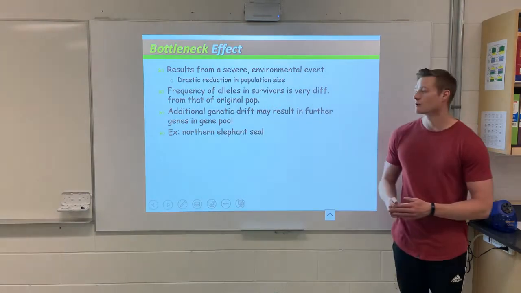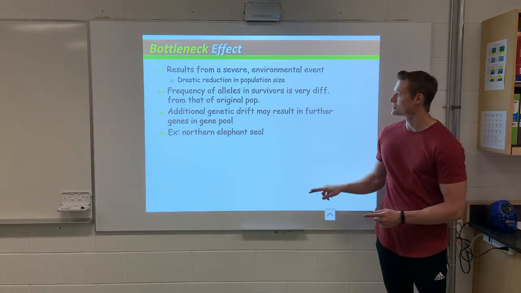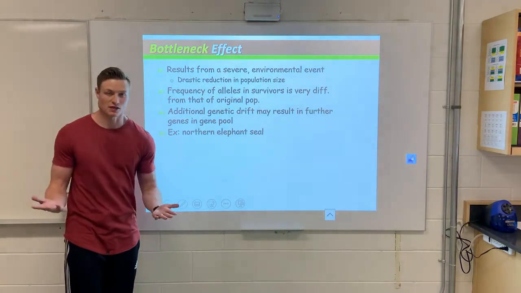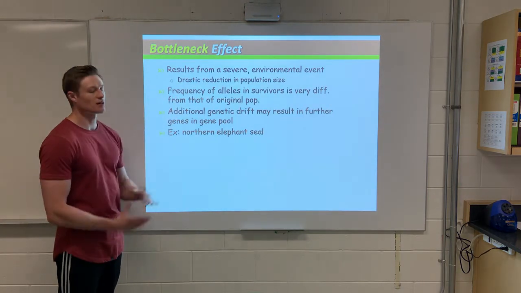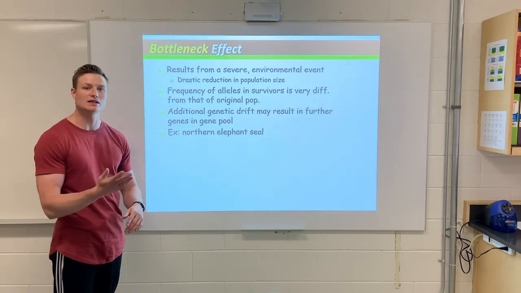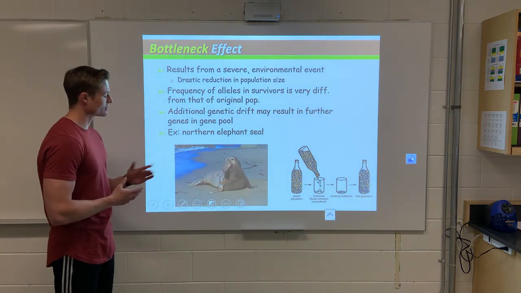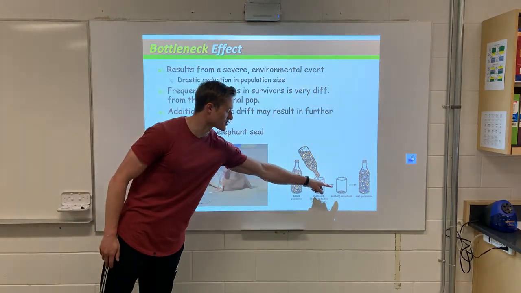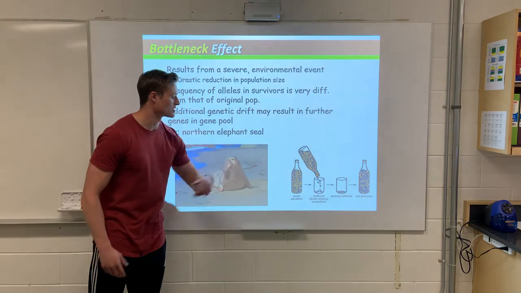Another example here that we can show is the bottleneck effect. What happens with the bottleneck effect is there's a severe event of some kind, a natural disaster, sometimes humans overhunting, and the surviving population now makes up the gene pool. So the surviving population might have a gene frequency or allele frequency completely different than the original population. Example here is the northern elephant seal. Basically, they were overhunted by humans. So we have our original population here. Let's say these are the surviving individuals, and then they're able to repopulate. That next generation looks completely different than the parent generation.